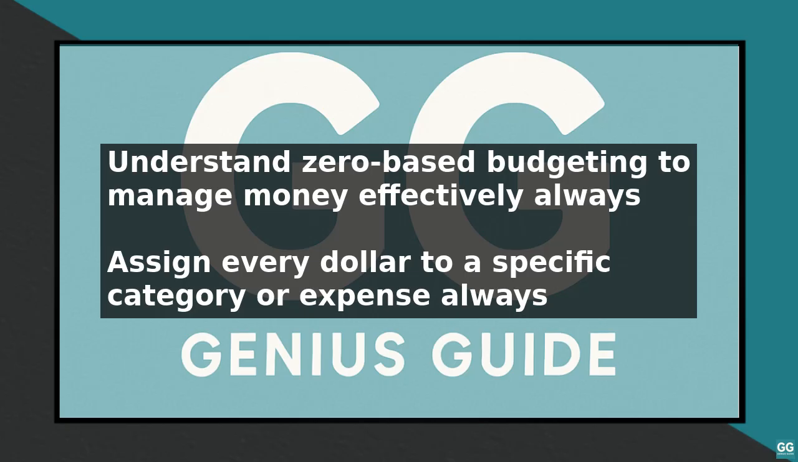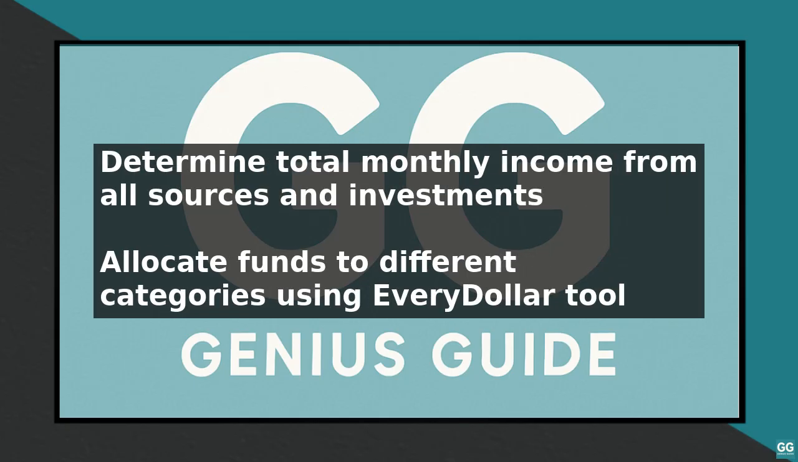The first step is to determine your total monthly income. This includes all sources of income, such as your salary, investments, and any side hustles. Once you have this number, you can begin allocating funds to different categories. EveryDollar, a budgeting tool, allows you to create a personalized budget that fits your unique financial situation.